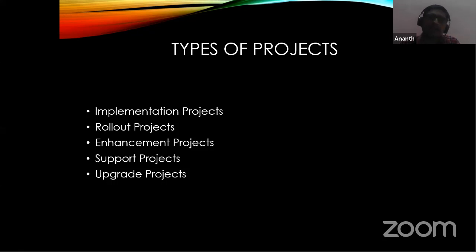We can majorly categorize these projects into 5 types. First, implementation projects, where you are implementing everything new. You're on client server and going to cloud, so it's a new implementation. You're on FoxPro and coming to cloud, it's a new implementation. You're on mainframe and coming to cloud, it is a new implementation. That big shift from one system to another, we call an implementation project.